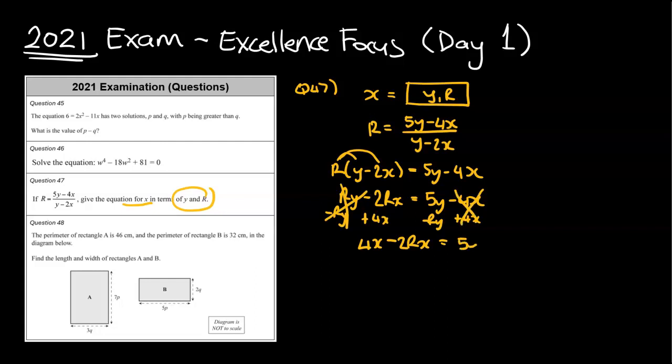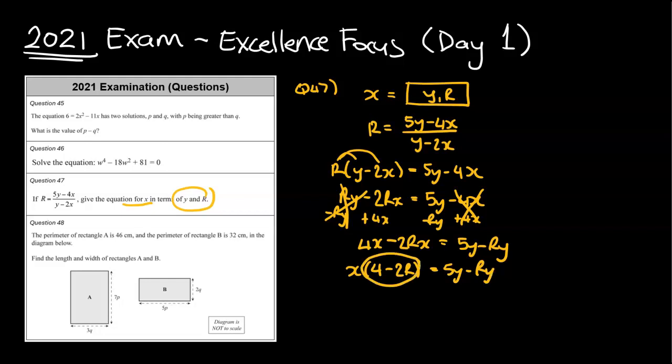That will be 5y minus ry. So getting a bit messy. I've still got two x's. They're not like terms because of that r, so I can't group them together. So my only choice is to factorize out that x. So x times (4 minus 2r) is equal to 5y minus ry.